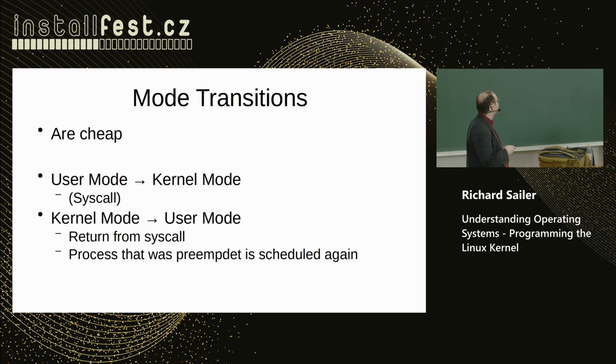Okay, and some examples. From user mode to kernel mode, you usually go for a syscall, and from kernel mode to user mode, you go when you return from a syscall, or when a process was preempted because it ran out of time, but then later we have some time again. That would also be a reason to return. And I want to stress, all the stuff I've explained so far is the same for Windows too and for Mac.